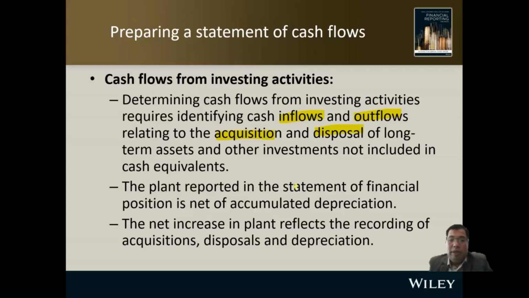The plant reported in the statement of financial position is net of accumulated depreciation. Net of accumulated depreciation means you already subtract the accumulated depreciation from the cost. The net increase in the plant reflects the recording of acquisition, disposal, and depreciation. What does it mean?